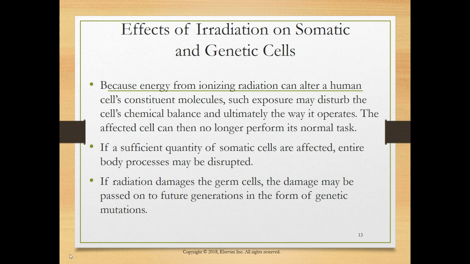Okay, so the effects on somatic cells and genetic cells, which are germ cells. Because energy from radiation can alter the cell's molecules, that exposure can disturb the chemical balance. Ultimately, it can lead to cell death, which can lead to tissue or organ damage, so the body's processes are disrupted. If radiation damages the germ cells, the genetic cells, the damage is passed on to future generations.